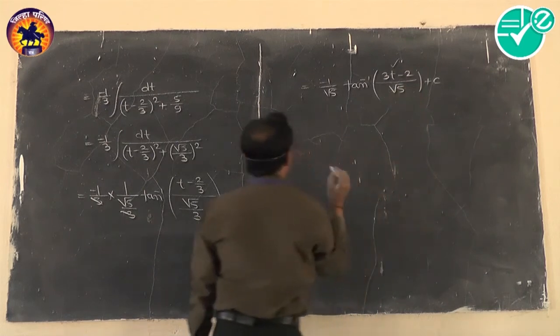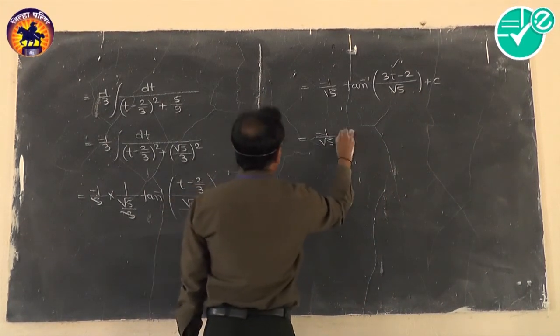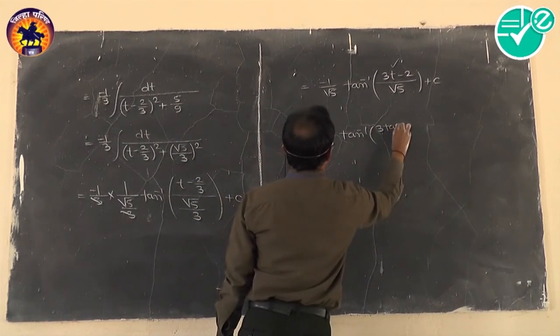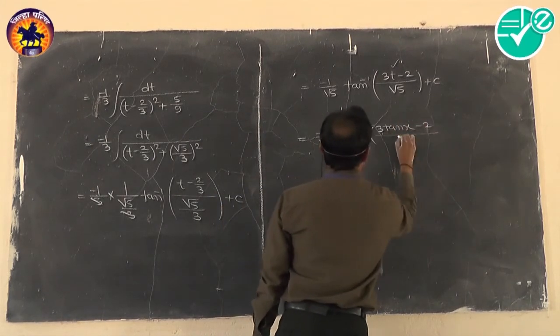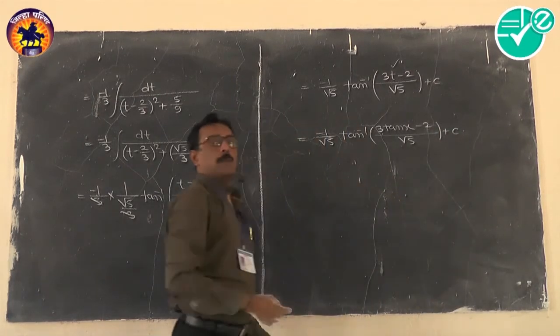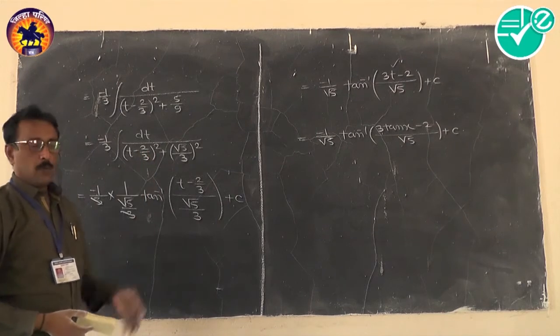It is your prime duty to replace t. Remember one thing, this is a problem of double angle. So this t should be tan x only. It is not tan x by 2. So the answer is minus 1 by root 5 tan inverse of (3 tan x minus 2) divided by root 5 and plus c. I think these are all problems of various formats.